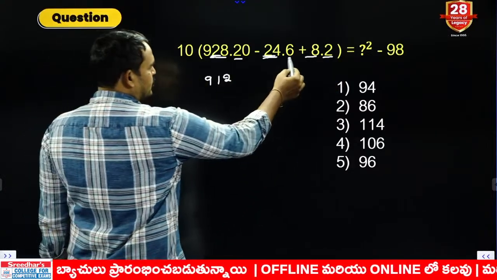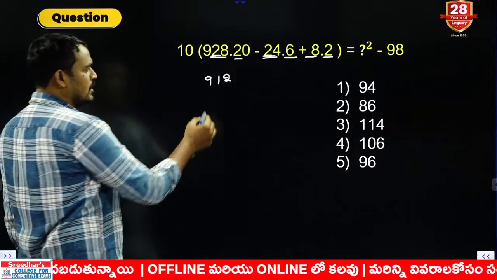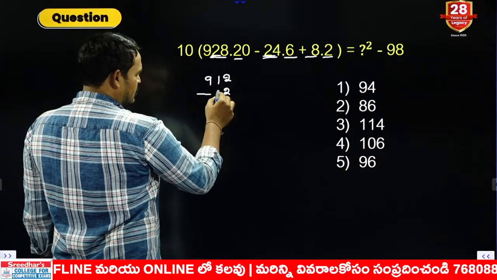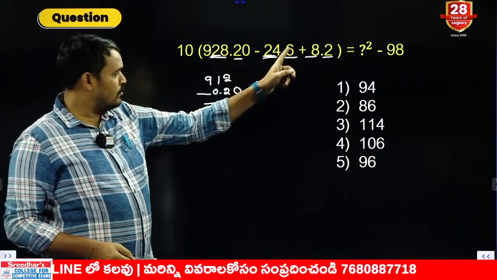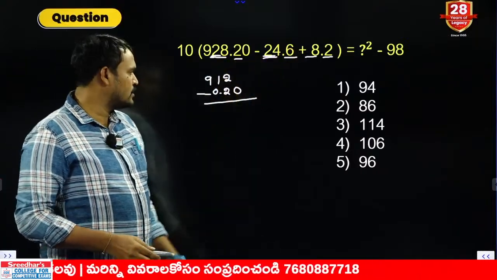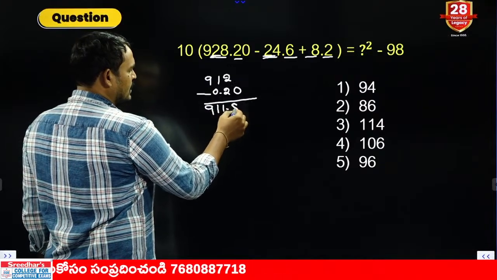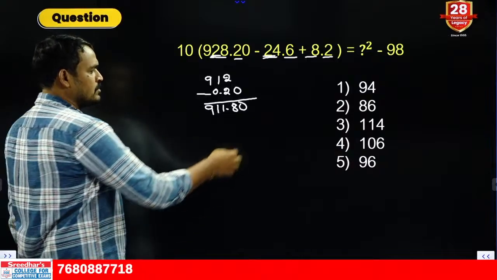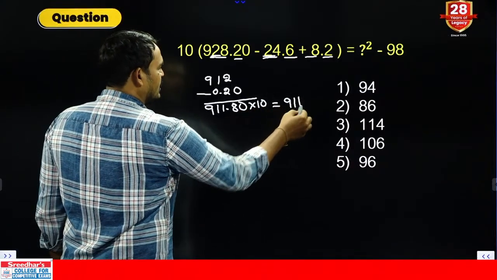0.40 minus 0.60 means what is the remaining? Minus 0.20. Out of 40 we are minus 60, what is the difference? Minus 20. What is the remaining value? 911.80. It is multiplied by how many times? 10 times or not? Multiplied by 10 times means we are getting 9118.